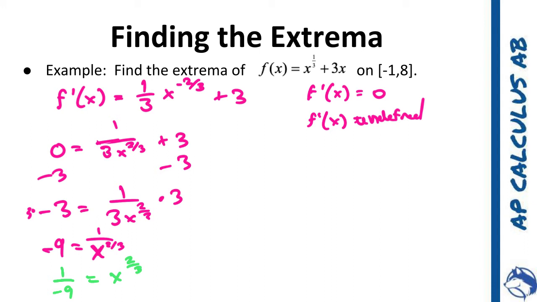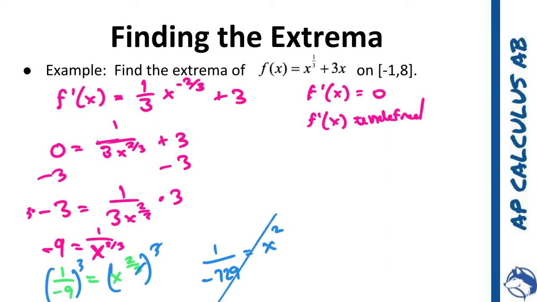So I now need to cube it. If I cube this side, that's going to cancel out the 3. And 1 over negative 9 cubed is 1 over negative 729, which is now equal to x squared. Hopefully at this point you're realizing that anything squared does not equal a negative number in general. So I get nothing from when it equals 0. So nothing.